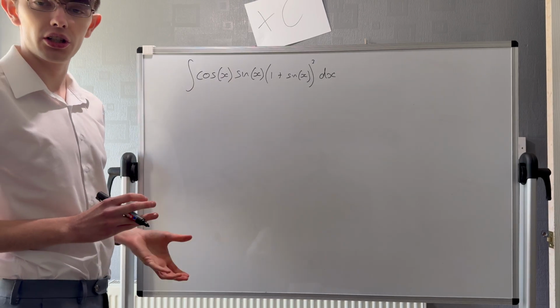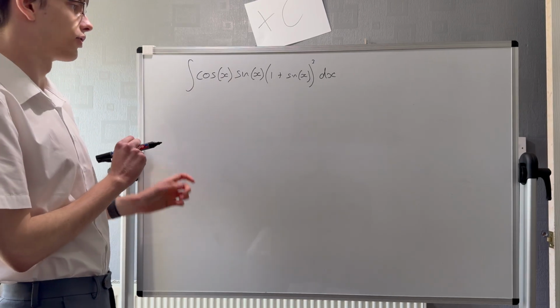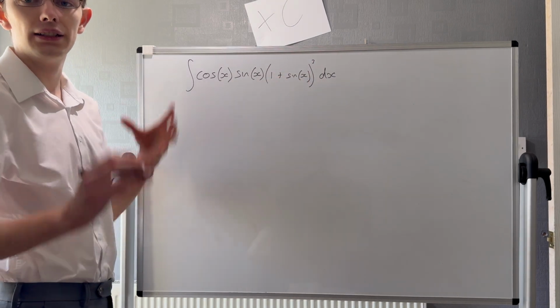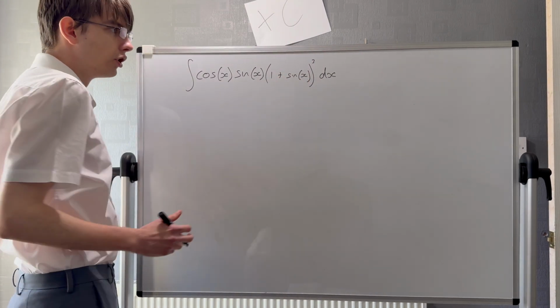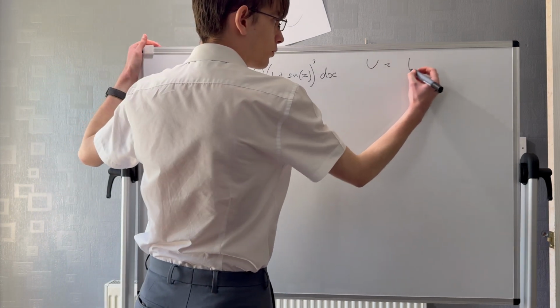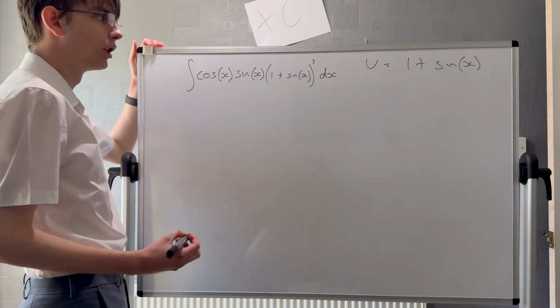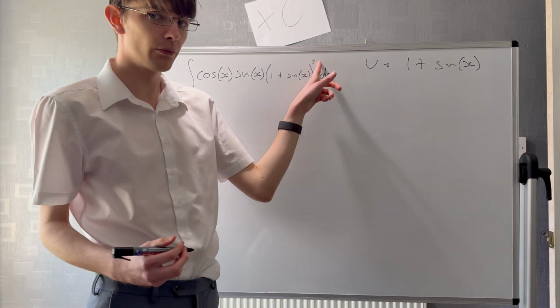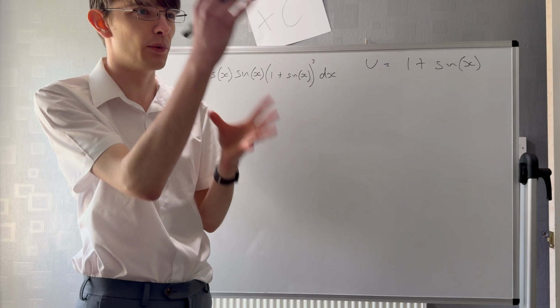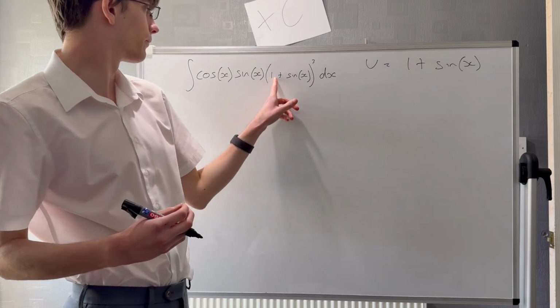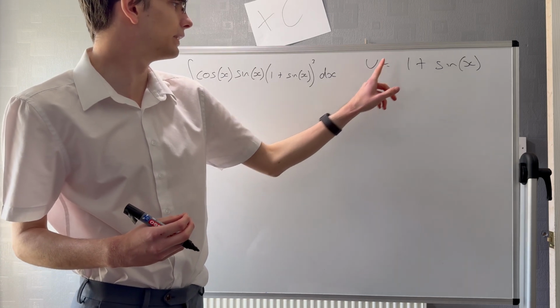So the substitution I'm going to use, quite similar to the last one actually, is the function that is within the indice. So my substitution is going to be u is equal to 1 plus sine of x. Not 1 plus sine of x cubed. We never want to have that indice within our substitution, or we usually don't at least.